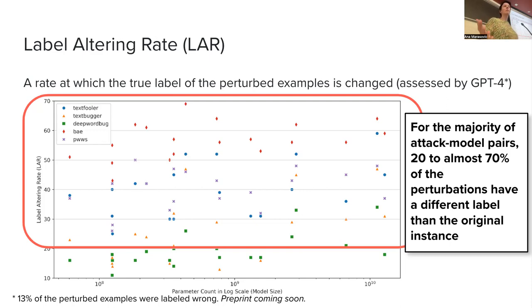And if for 13% of them, or even 20% of them, GPT-4 was wrong, it still leaves about 50% of them, half of them, having a label that had changed, which means that the core assumption has been violated at a really high rate. So that's not good.